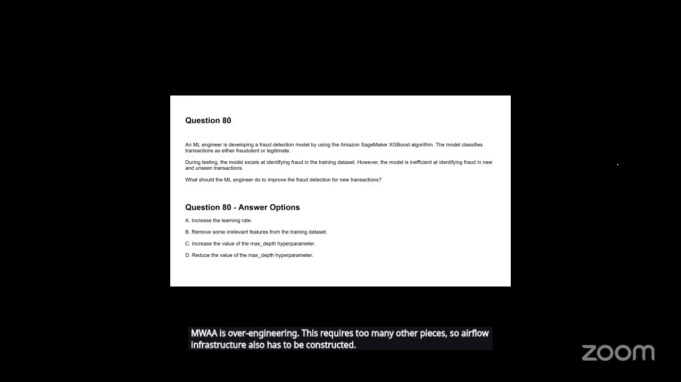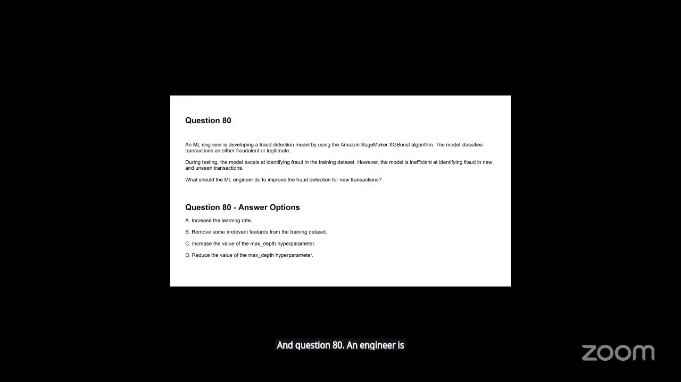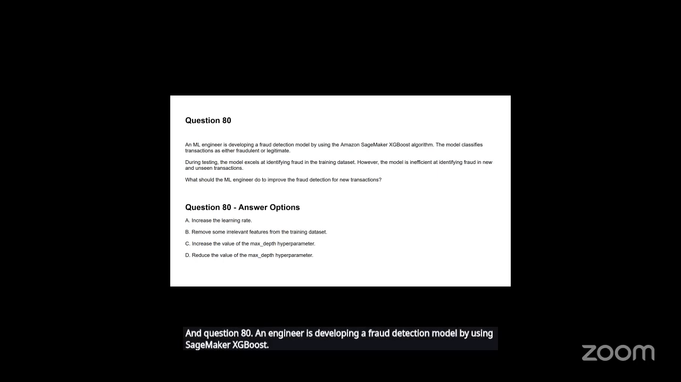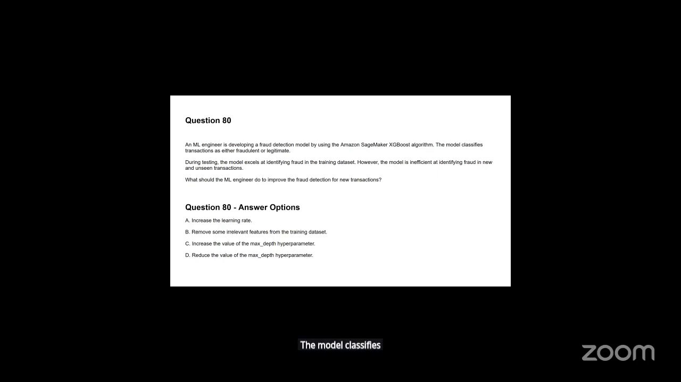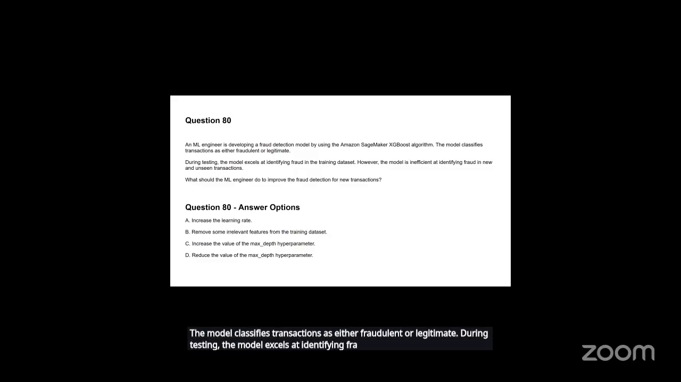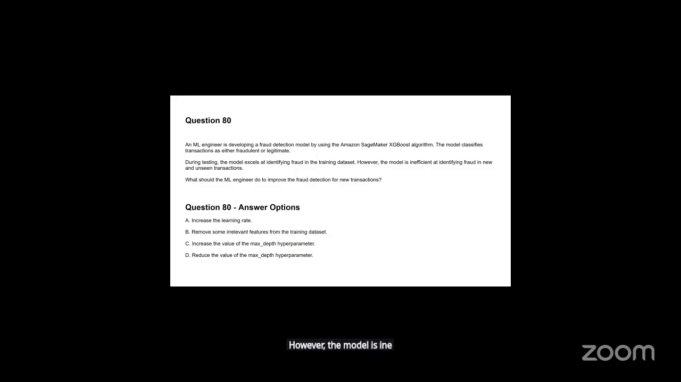And question 80. An engineer is developing a fraud detection model by using SageMaker XGBoost. The model classifies transactions as either fraudulent or legitimate. During testing, the model excels at identifying fraud in the training dataset. However, the model is inefficient at identifying fraud in new and unseen transactions. What should the engineer do to improve the fraud detection for new transactions? Increase the learning rate, remove some irrelevant features from the training dataset, increase the max depth hyperparameter, or reduce the max depth hyperparameter.